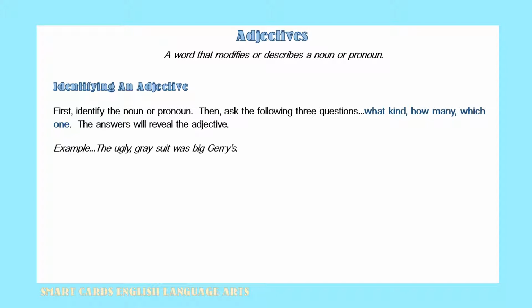Let's look at an example. The ugly gray suit was Big Jerry's. There are 2 nouns in this sentence, suit and Jerry. Let's start with suit. What kind of a suit was it? Ugly and gray. Ugly and gray describes suit, which means ugly and gray are adjectives. Let's look at Jerry. Which Jerry are we talking about? The big one. Big describes Jerry, so that means big is an adjective.